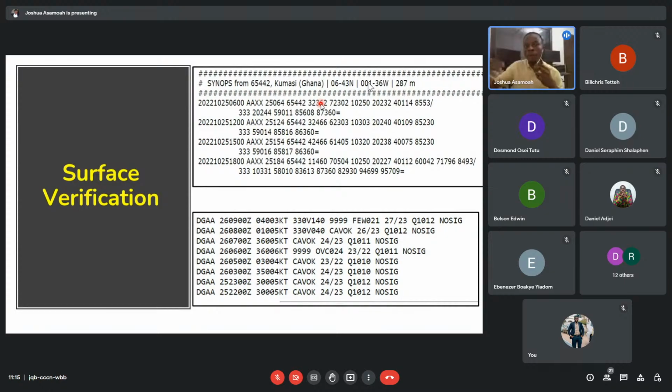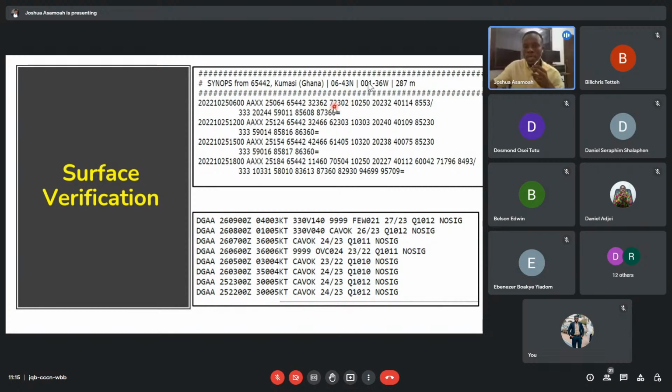But if it's more than 50, you subtract 50 from that value, and the value you get in kilometers is the visibility. So this one, for instance, is 62. If you take 50 out of 62, you are left with 12. So it means the visibility is 12 kilometers. So that's what you should know for that code.